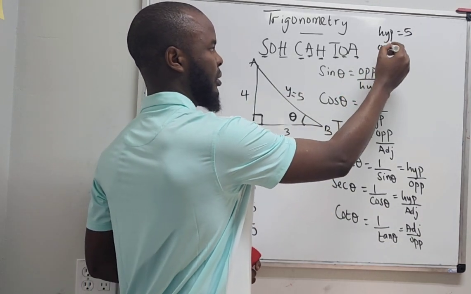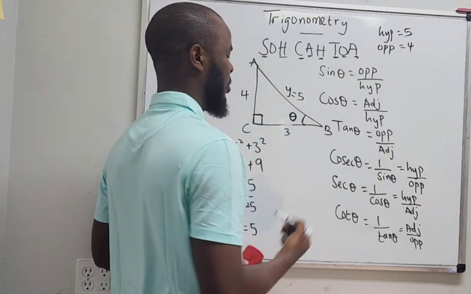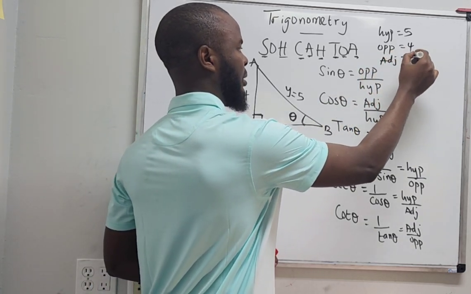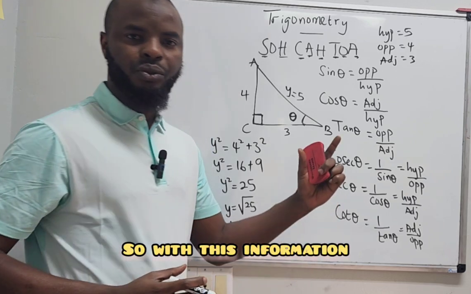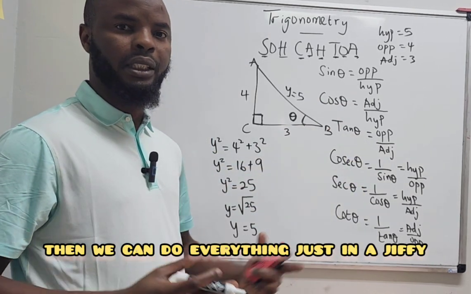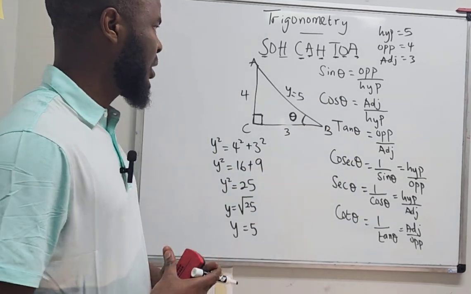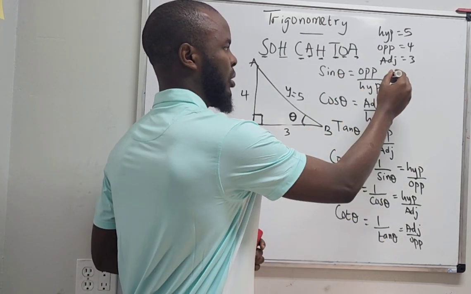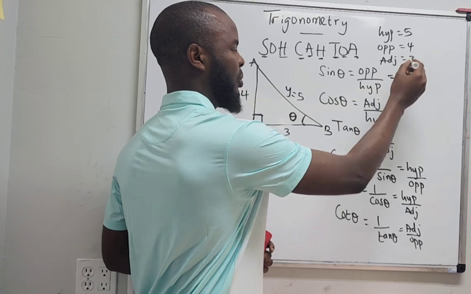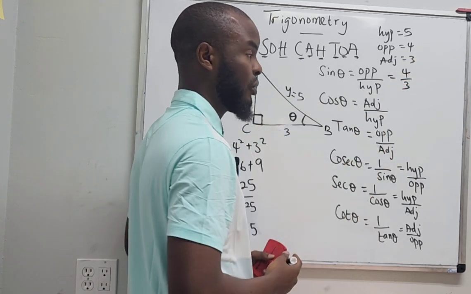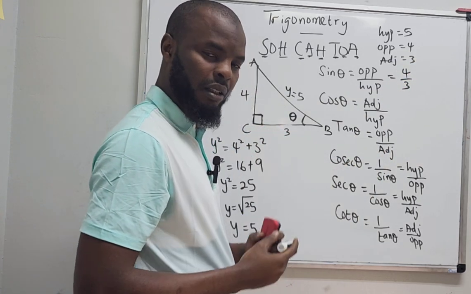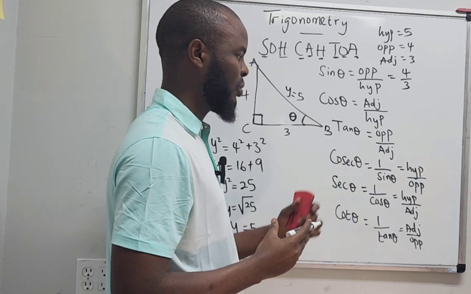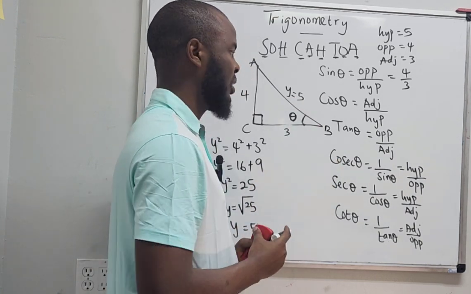Opposite is 4, and adjacent is 3. So with this information, we can do everything just in a jiffy. Let's do this. Here we have sin theta to be opposite over hypotenuse. Opposite is 4, hypotenuse is 5. So sin theta is 4 over 5. My interest is not yet on getting the value of theta, but just teaching you how to get these ratios.